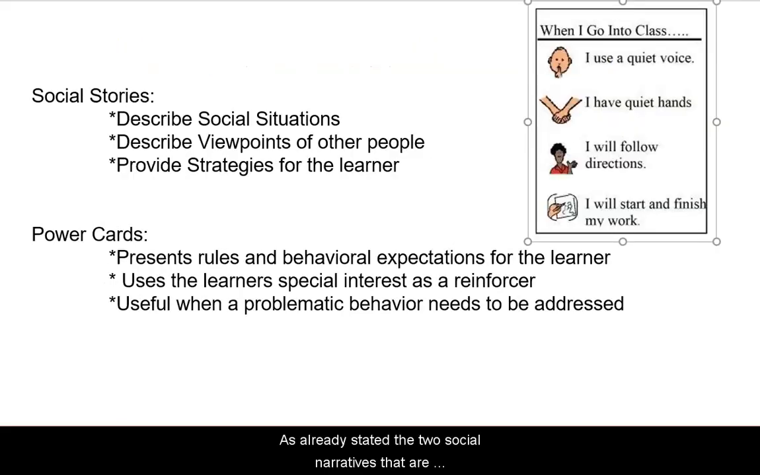As already stated, the two social narratives that are considered to be evidence-based practices are social stories and power cards. Simply put, social stories describe the social situation, describe the viewpoints of other people, and provide strategies for the learner. Power cards present rules and behavioral expectations for the learner, use the learner's special interest as a reinforcer, and are considered useful when a problematic behavior needs to be addressed.